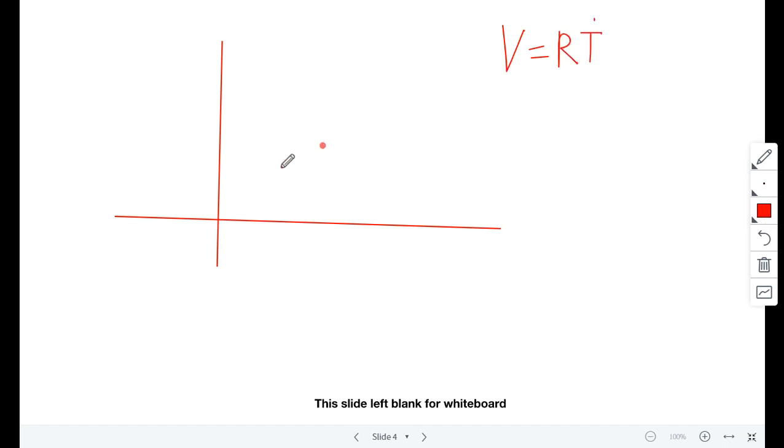So V equals RI, and here we plot V, and here it's I.